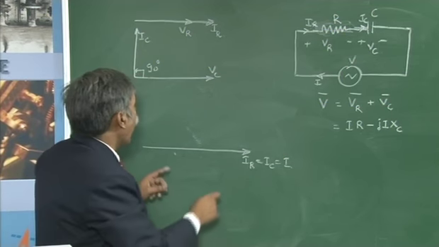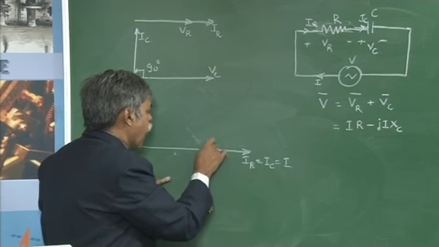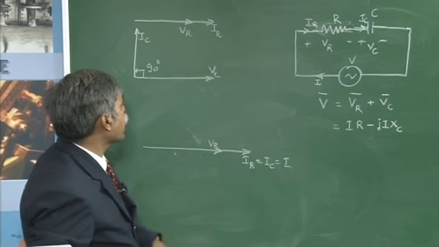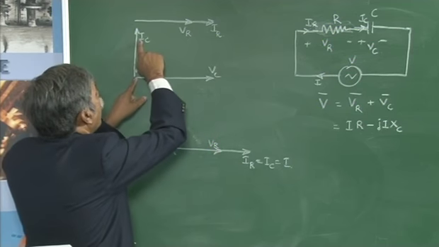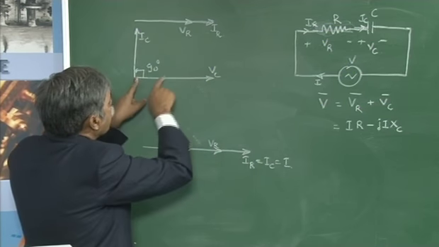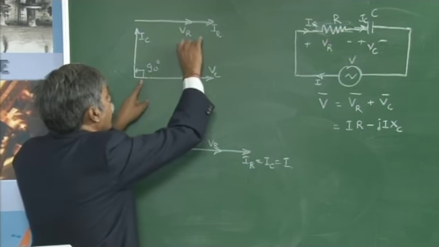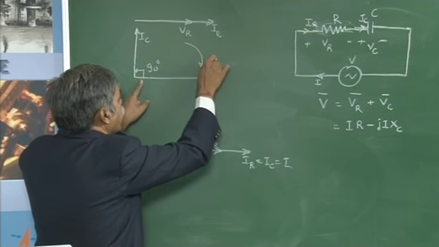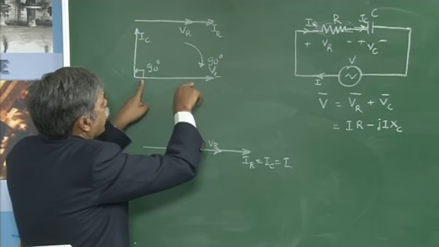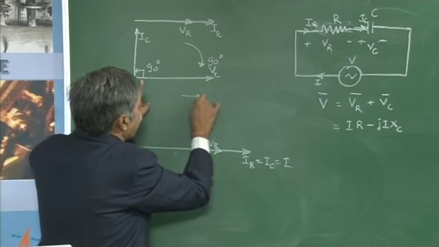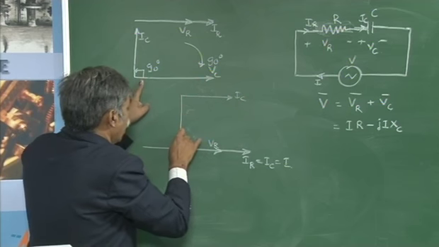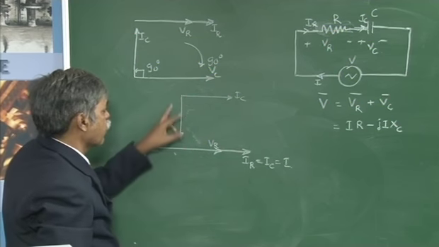Now as per this, I have the voltage VR along the current vector. Then if I want to take IC along with IR, because IR is equal to IC, I need to rotate the phasor diagram for the capacitor in the clockwise direction by 90 degrees, so that I will get the current vector IC like this and the voltage vector along the negative imaginary axis or the vertical axis.